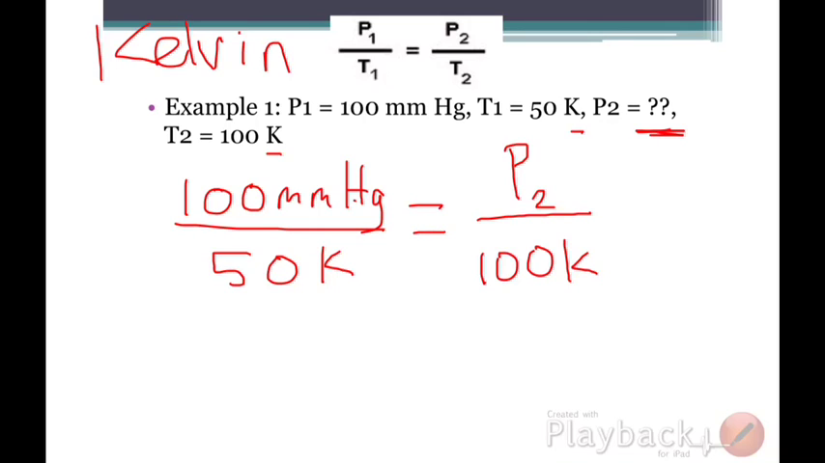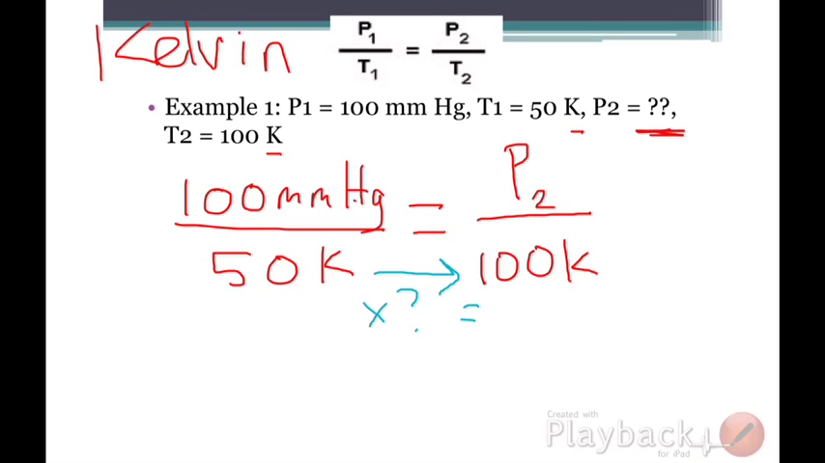You could cross multiply and divide to solve. You can also just identify the factor that multiplies the 50 to get you from 50 to 100. So we want to know 50 times what equals 100? Well, 50 times 2 equals 100, right? 50 cents plus 50 cents is $1.